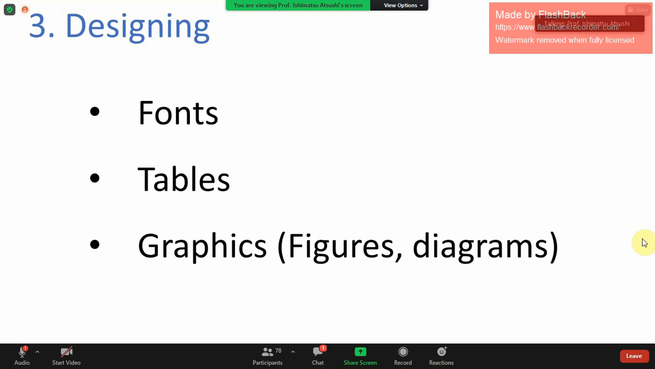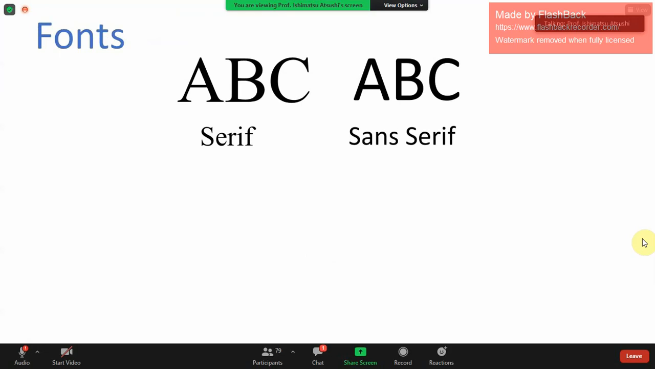First thing is fonts. The second one is tables. And the third one is graphics, like figures and diagrams. I don't think I will touch upon diagrams this morning, but these are the 3 major types of contents in scientific slides. So let's look at fonts first.